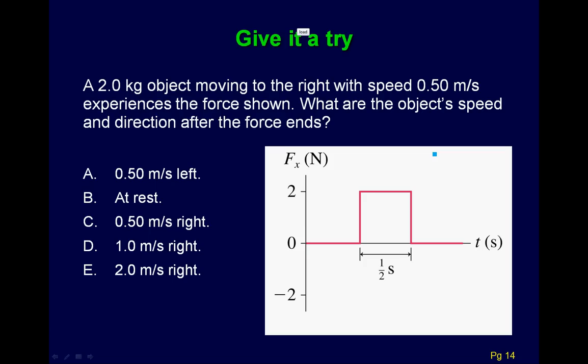Here's another example. This one's a little more conceptual. A 2-kilogram object moving to the right with a speed of 1/2 meters per second experiences the force shown. What are the object's speed and direction after the force ends? So we'll pause the video, give this a try, and we'll talk about it. Okay, so I got the answer D, 1 meter per second to the right.